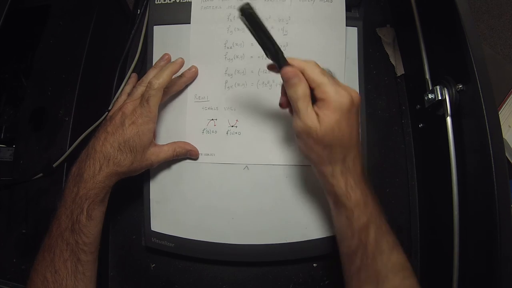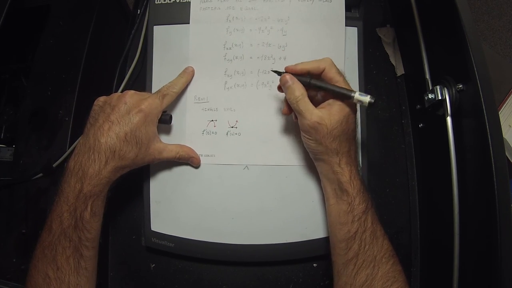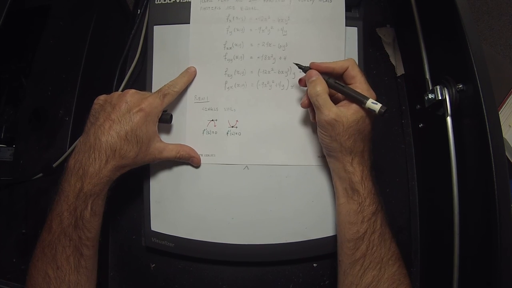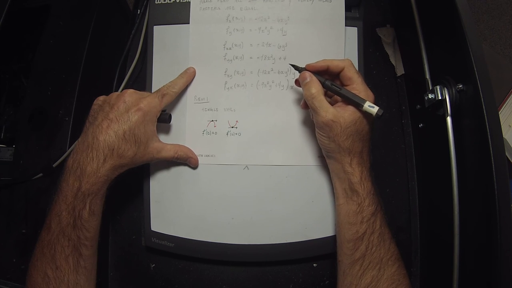Make a sign chart. You could make a slope chart. A slope chart. But what if you weren't going to do that? There's another way. The second derivative test, yeah.